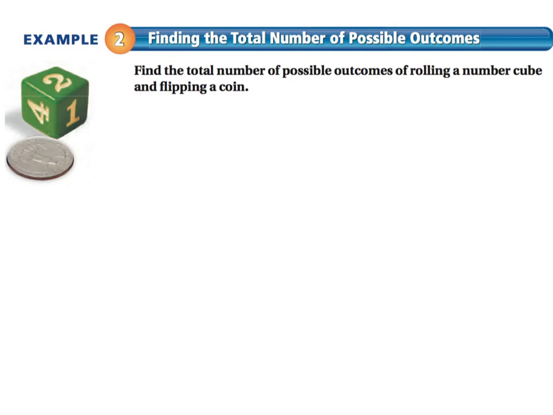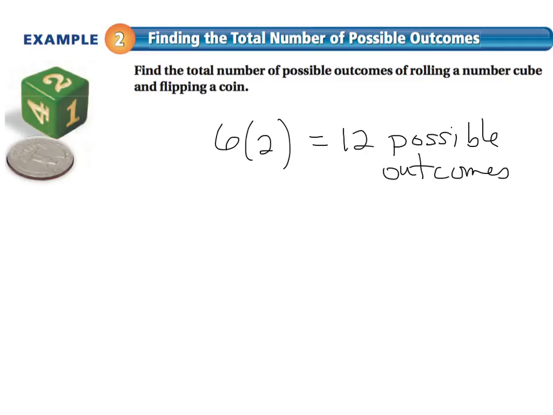So example number 2, really easy. Find the total number of possible outcomes of rolling a number cube and flipping a coin. We have 2 events here. How many different possible outcomes are there from rolling a number cube? There are 6. How many sides are there to get for flipping a coin? There are 2. 6 times 2 is 12 possible outcomes. Super easy.